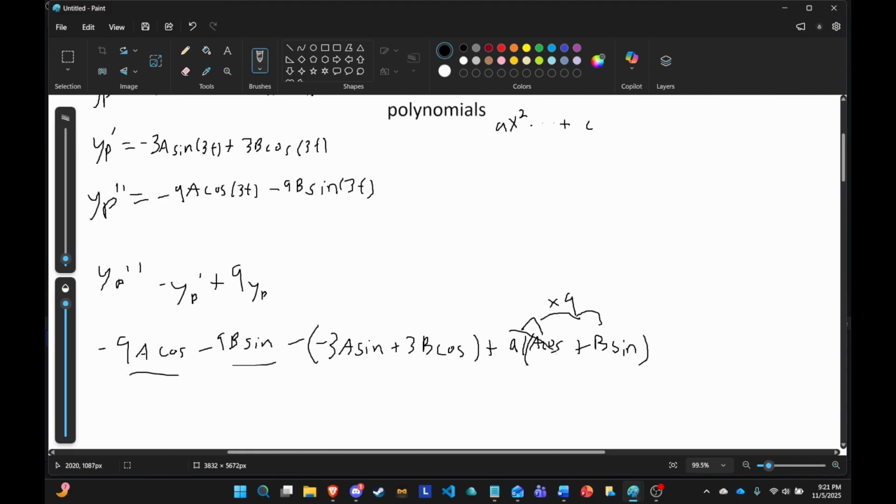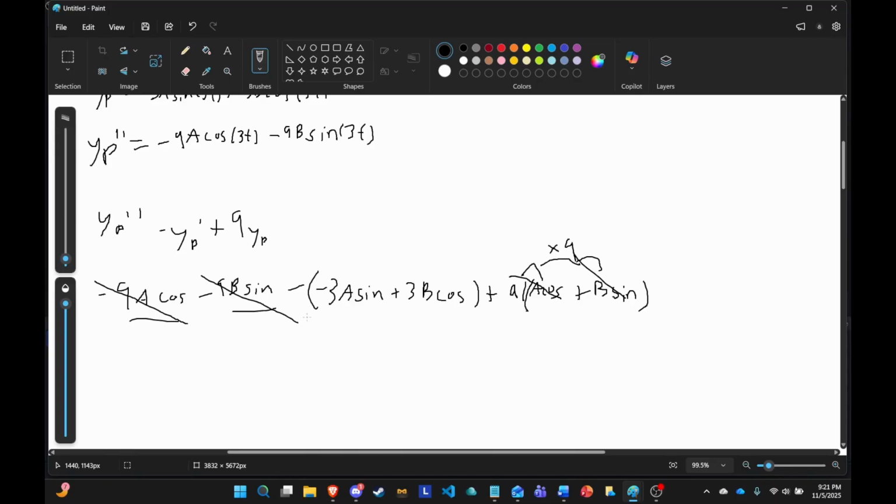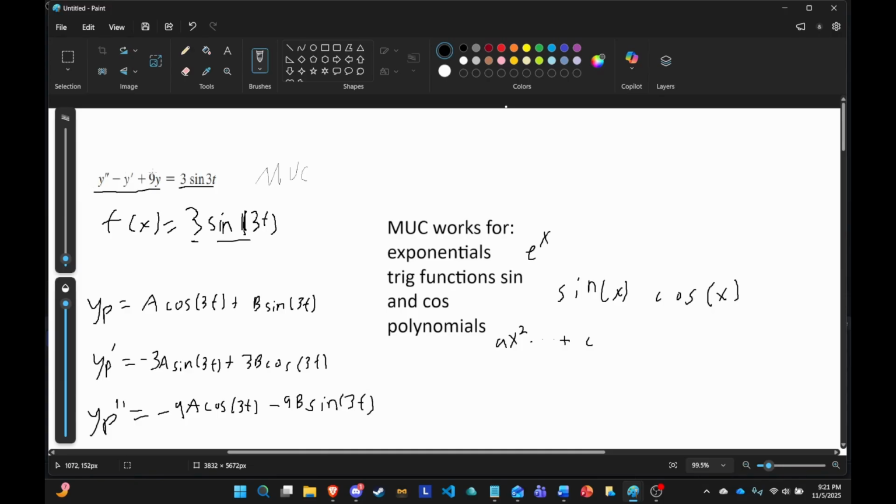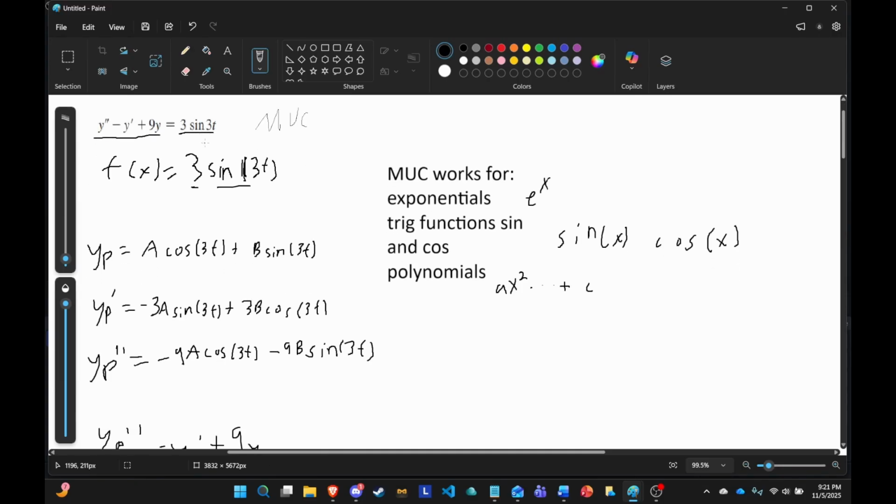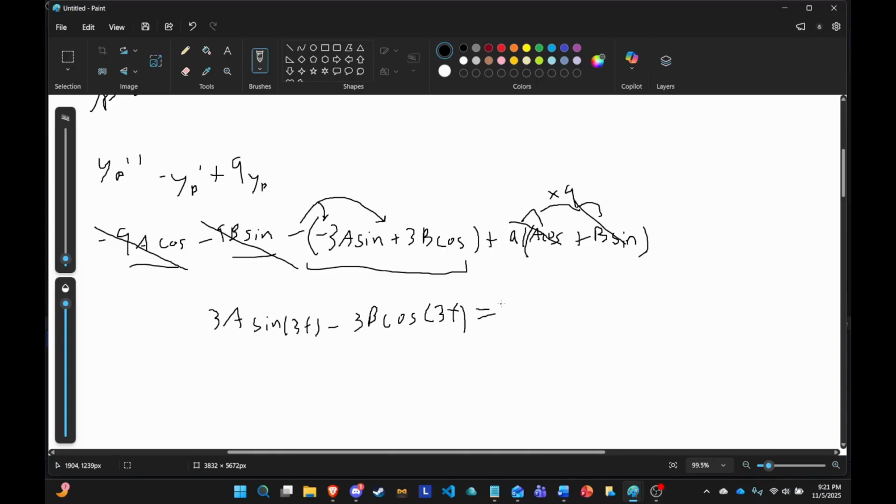So this 9a cosine cancels with this negative 9a cosine. This 9b sine cancels with this negative 9b sine. And we're left with this quantity, which will be 3a sine of 3t minus, because this negative distributes as well, minus 3b cosine of 3t. And because we plugged it back into this original equation, we need to write the equal sign and what's to the right of it. So that's going to equal 3 sine 3t.